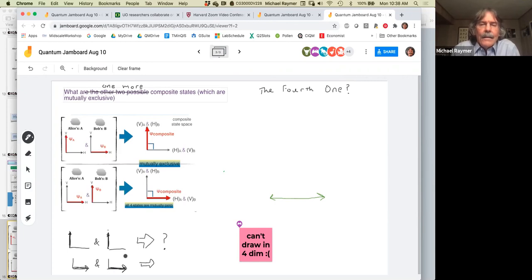I think it's Google Jamboard is to blame. Google Jamboard does not have a 4-dimensional graphic application, so we can't draw that. Right. There was a movie, I think, about some group of people that were trapped in a 4-dimensional cube and they had to escape it.